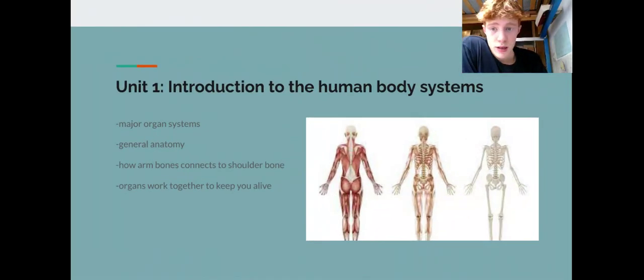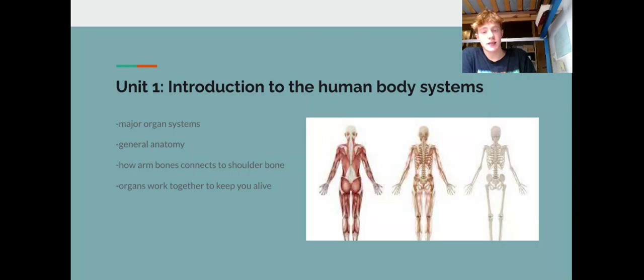So, Unit 1 is the introduction to the human body systems. So this will be the circulatory system and many others. Basically, we are going to be covering major organ systems, general anatomy. There is also a unit about how the arm bones connect to the shoulder bone. And of course, how organs work together to keep you alive. So that's what we will be introducing you to, or I will be. There's no other collaborator, sorry about that. You'll have to do with me.